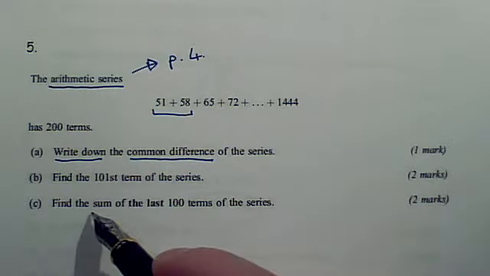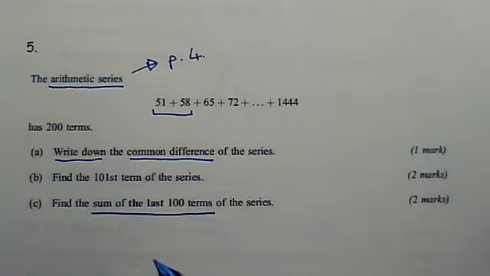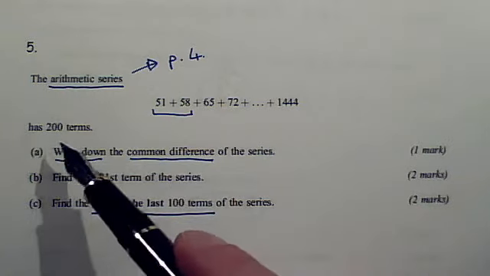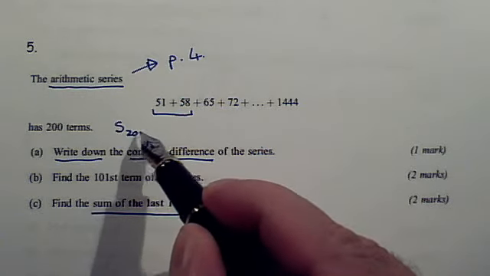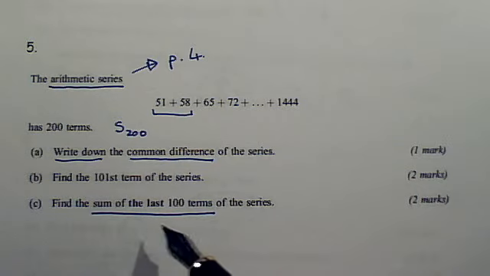And then we've got to find the sum of some terms, but this time it's the last 100 terms of the series instead of the whole thing. So if we added up all 200 terms, that would actually be called S200. But we don't want S200, we only want the sum of the last 100 terms.